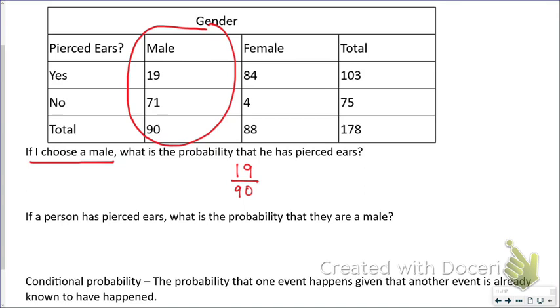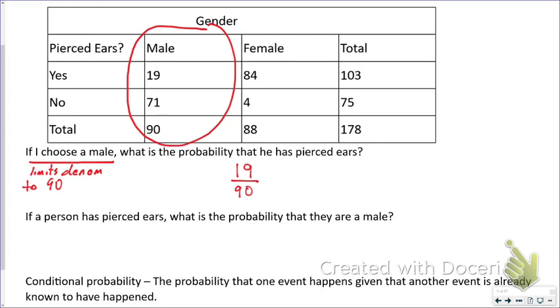So the if limits your denominator to 90. And then you go out of that column or row the number you're interested in, and that's 19. And that's it. There is a formula for this, but you can do this in your head with a table.